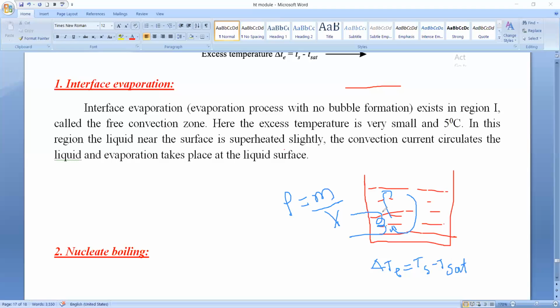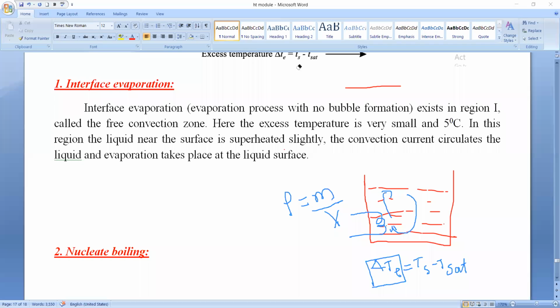The hot fluid which goes to the top surface gets evaporated at the top surface. This process is called interface evaporation. This happens when the delta T value, the excess temperature or the difference between the surface temperature and the saturation temperature, is approximately equal to 5 degrees centigrade. So please remember the exact value, approximately 5 degrees centigrade, to represent interface evaporation. I hope this is clear.